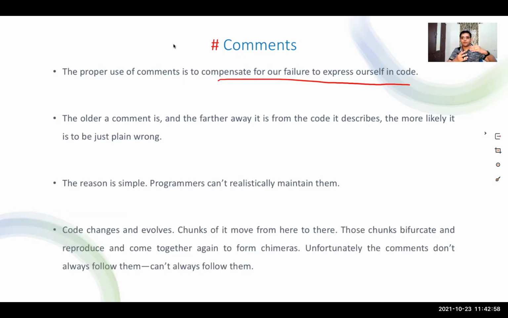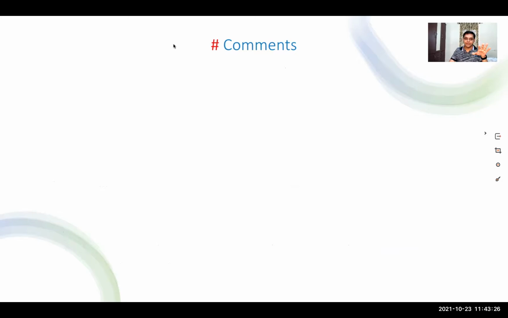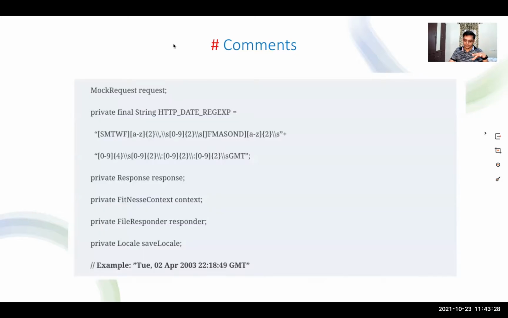Chunks of code move from one place to another. Those chunks bifurcate, reproduce. A lot of things happen. So some code will come together, but the comments don't. Comments may be left out there, so that comment is not tied to the code. I can cut, copy, paste code from here to there. I have seen a lot of places where only comments are there and nothing else, because the code has moved out to some other place. There's no code for that part, but the comment is there. So something like this.